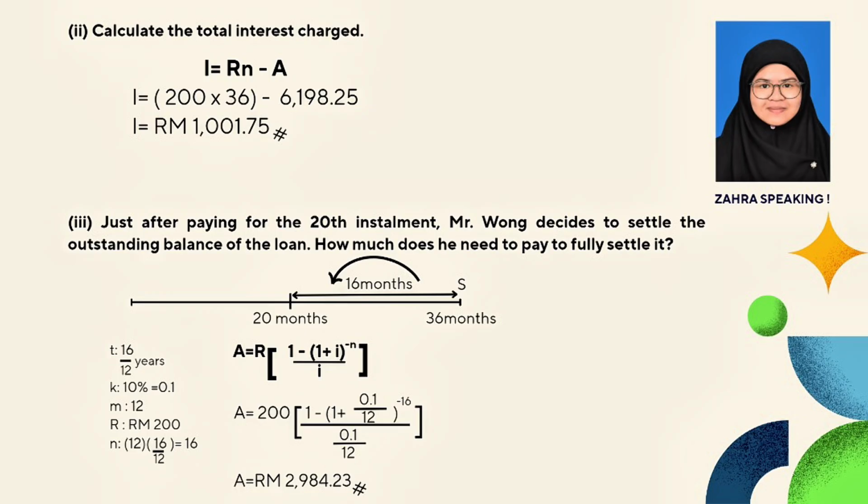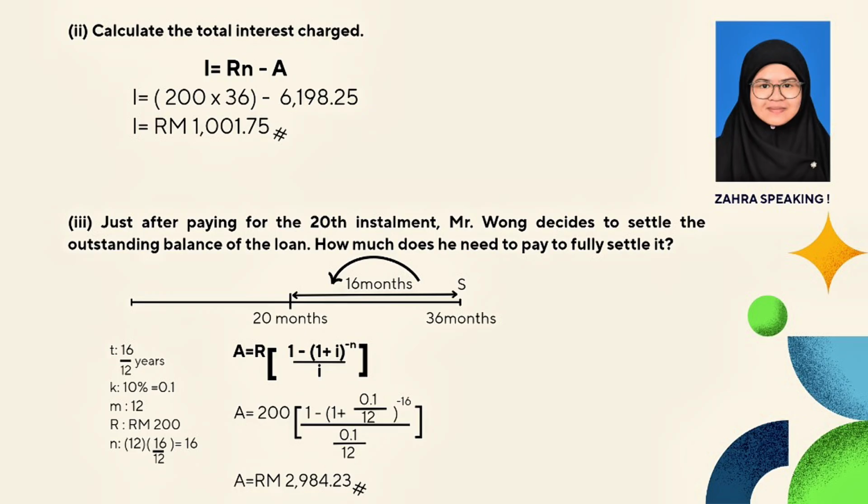For question 2A2 Roman, we are going to calculate the total interest charge using the I formula, which is R times N minus A. To calculate the interest charge, we are going to use R equals to 200 ringgit, N equals to 36, and A equals to 6,198 ringgit and 25 cents. By then, we are going to get 1,001 ringgit and 75 cents.